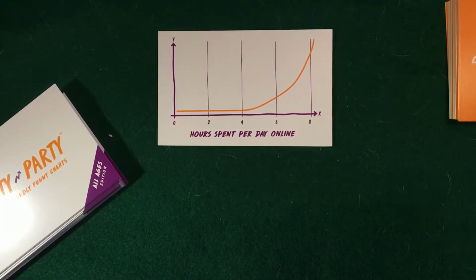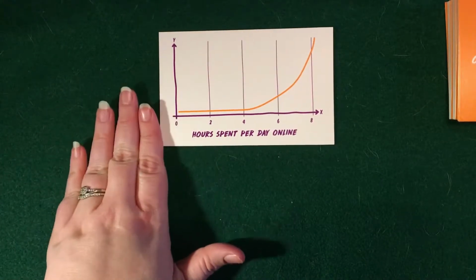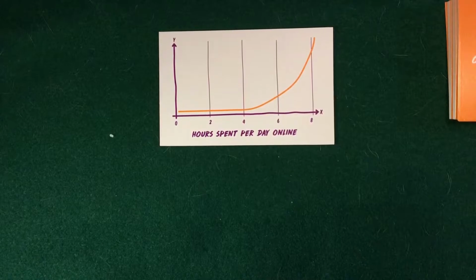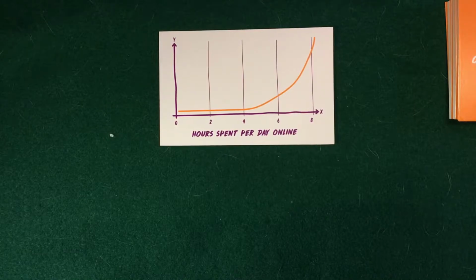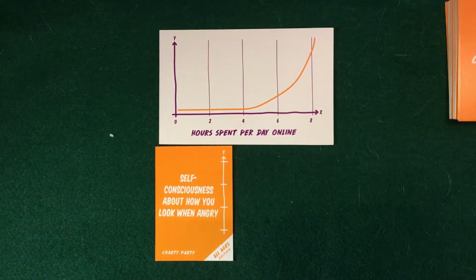So if I were the judge, I would say this is a chart that shows that something increases the more hours that one spends per day online. Then the remaining players would search through their cards and try to find the card that will make the funniest element to put on the y-axis. Alrighty, so for example, perhaps somebody is going to play something like self-conscious about how you look when angry.